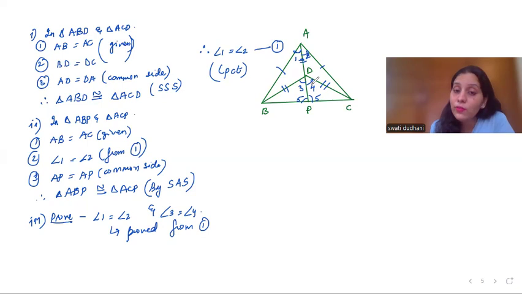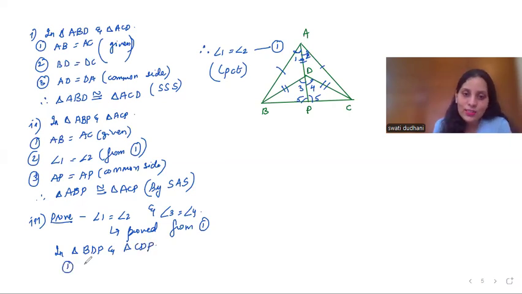Now 3 and 4 are present in which triangles? BDP and CDP. So this is how you will identify when you have multiple triangles. When you have multiple triangles, you will see what you need to prove and in which triangle the proving part falls. Those triangles need to be considered. So here you will consider triangle BDP and triangle CDP.